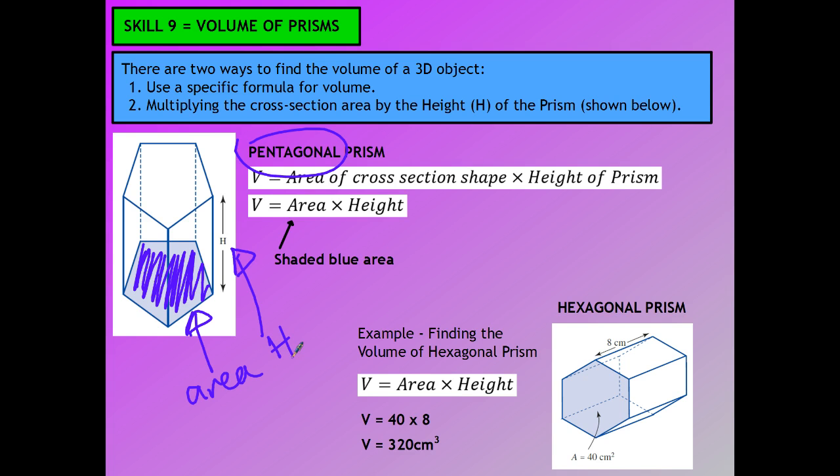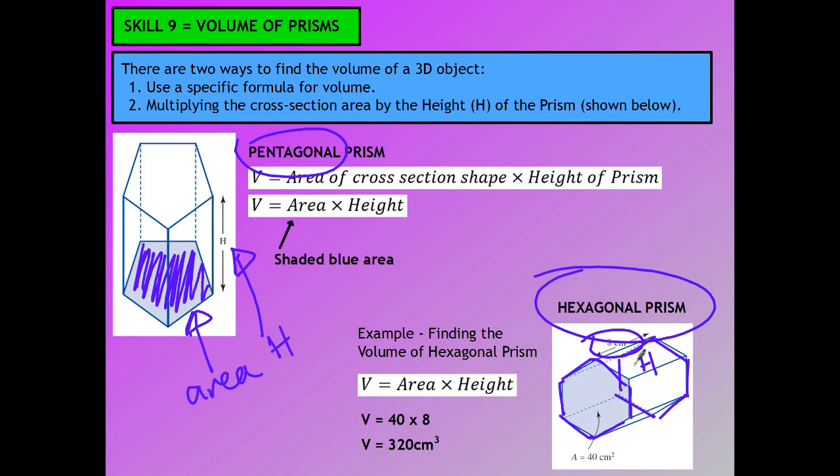An example of this is on the right hand side with a hexagonal prism, where we've got a hexagon shape at the front of the prism and also at the back of the prism, as you can see me drawing in there. These are joined by a line of 8 centimeters length. That means that the height of this prism is 8 centimeters.